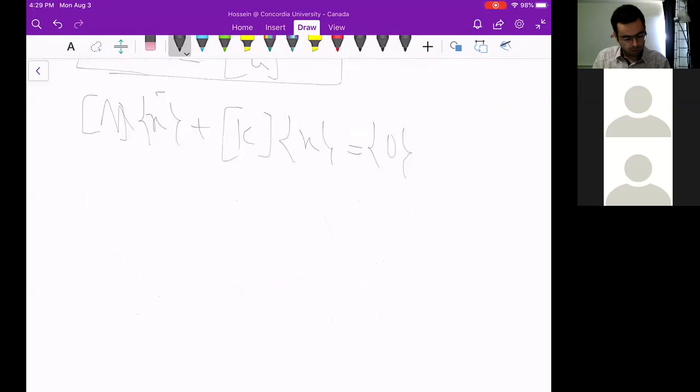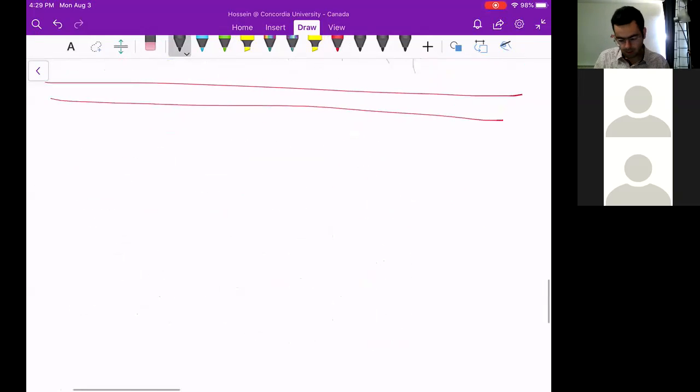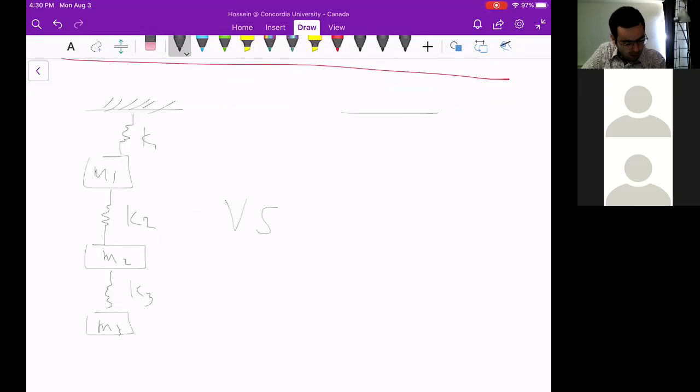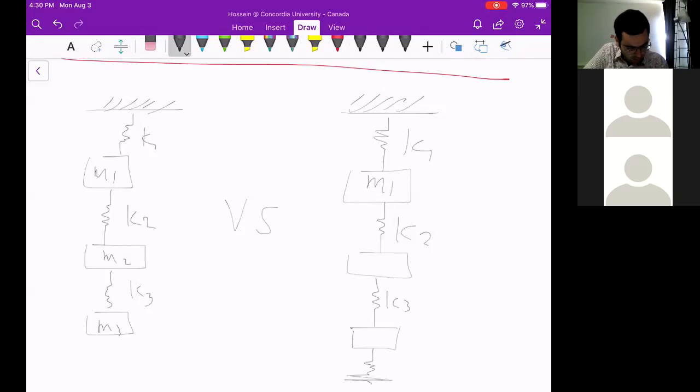So generally, if I compare two cases like this, suppose there is a stiffness K1, mass M1, K2, M2, M3, K3, so K1, K2, K3, compare with another system like this, K1, M1, K2, K3, K4, and there is a constraint here.